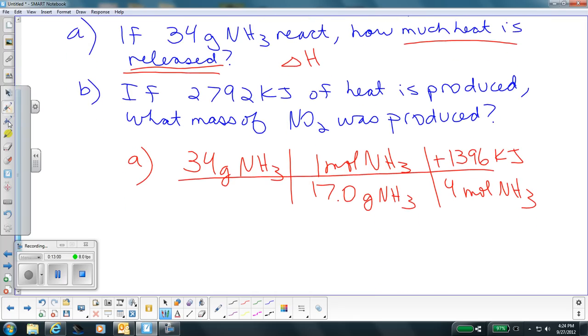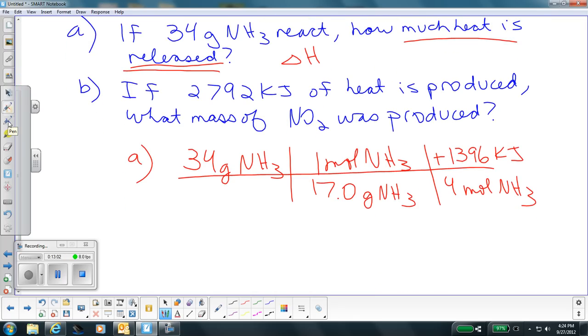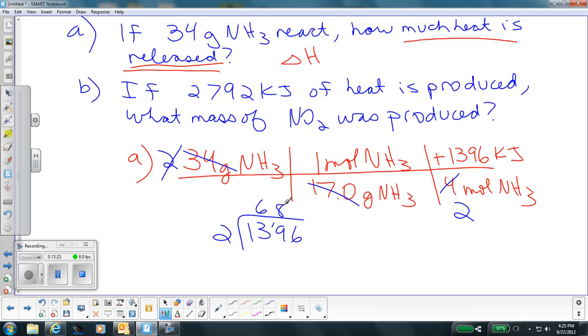Now, many of you would probably go ahead and take out your calculators and start calculating things, but you should notice this could be a calculator-free question. Let's simplify this. The 17 and the 34 leaves us with a 2. The 2 and the 4 leaves us with a 2. So our answer is just 1396 divided by 2, 6, 8, 8.